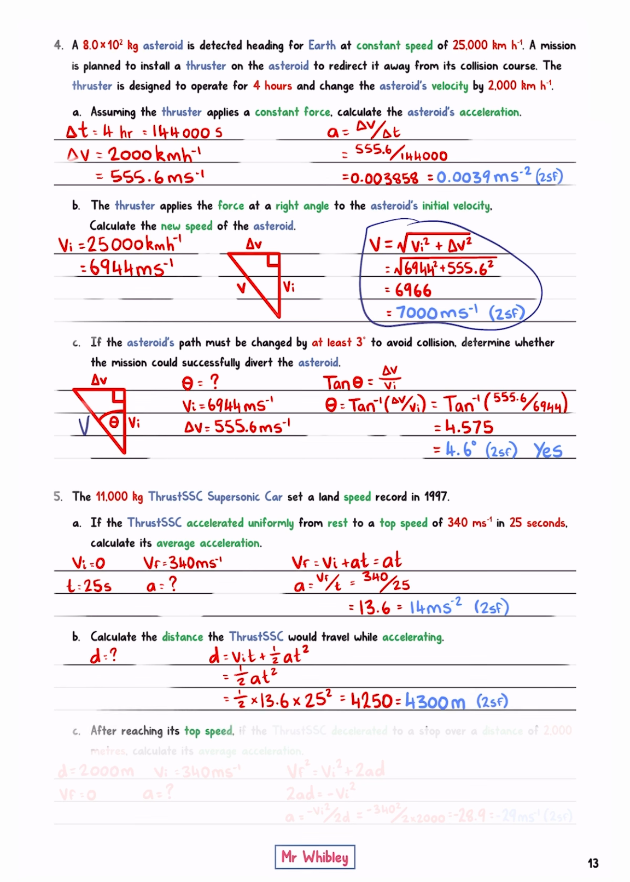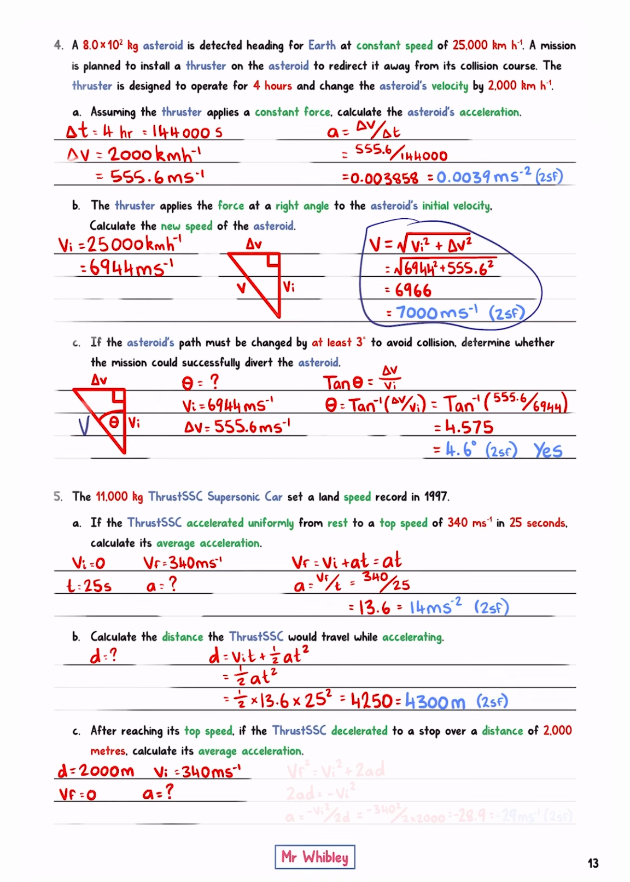After reaching its top speed, if the Thrust SSC decelerated to a stop over a distance of 2,000 meters, calculate its average acceleration. So we have a distance of 2,000, an initial velocity of 340, we're decelerating to a stop, so our final velocity is 0, and our acceleration is what we're trying to find. The one thing we're not given, and we don't care to find, is our time, so we can pick the kinematic equation without time.